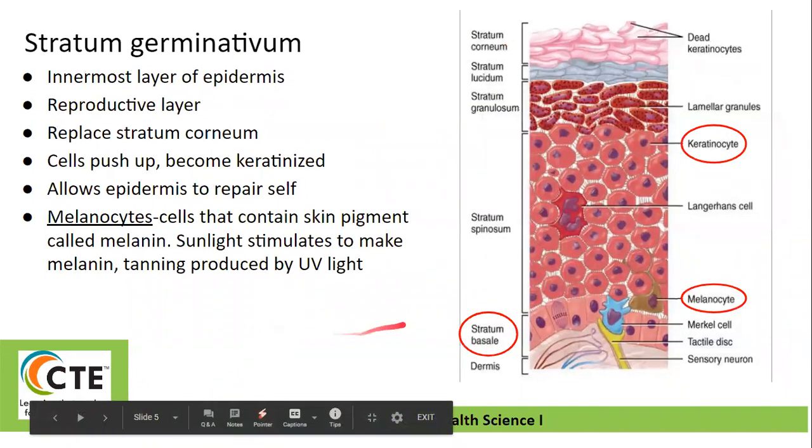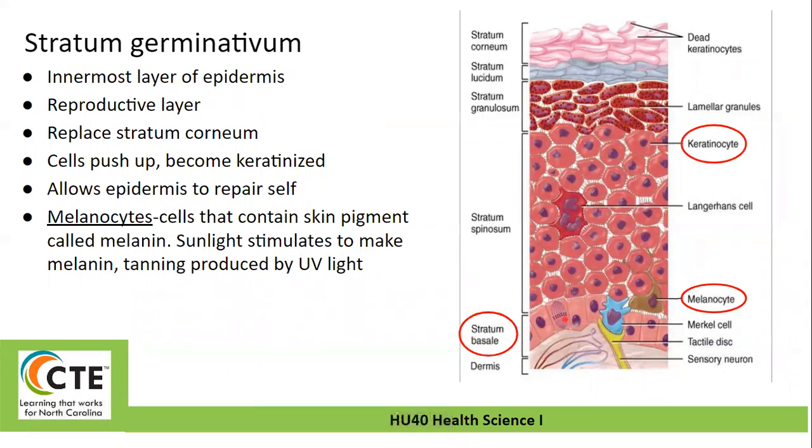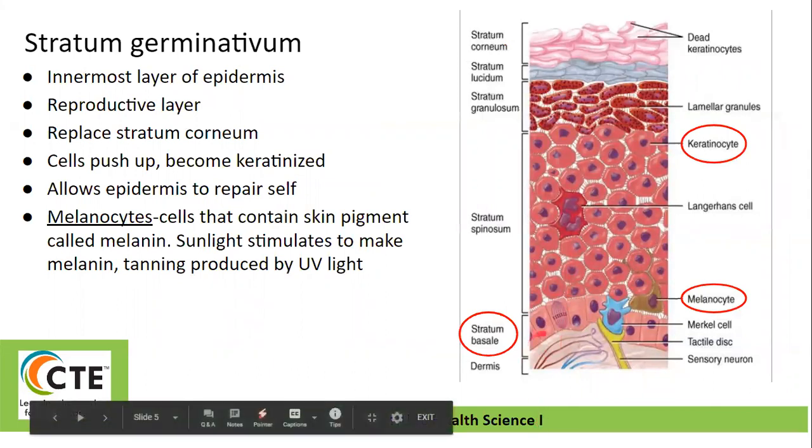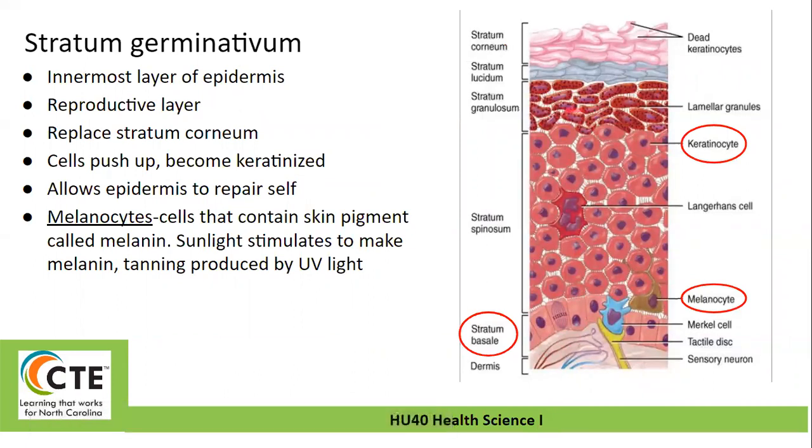So the stratum germinativum, being this bottom one down here, is the reproductive layer. This is the one that is constantly pushing up cells. And if you look at it, you can see how they kind of look cuboidal a little bit. And as they move up, they start to flatten out, especially when you get up in here, okay? That's just because there are so many cells involved there. It allows the epidermis to repair itself.